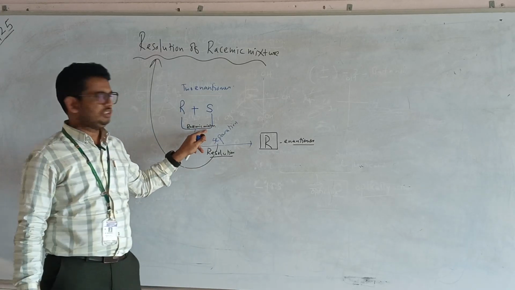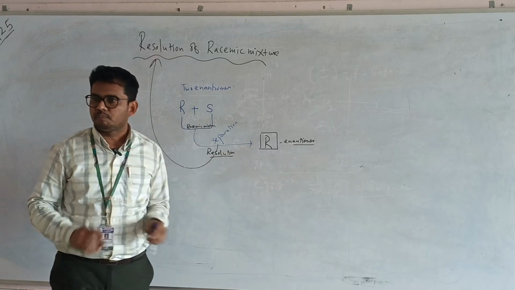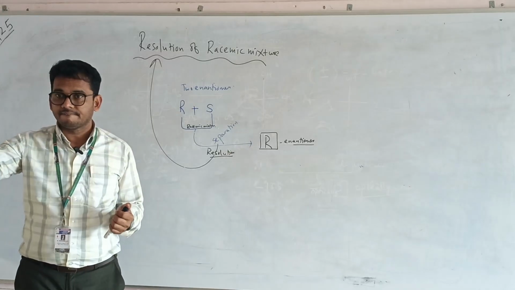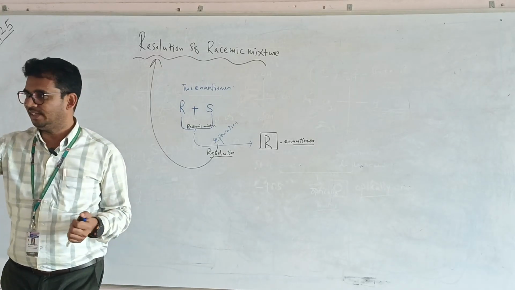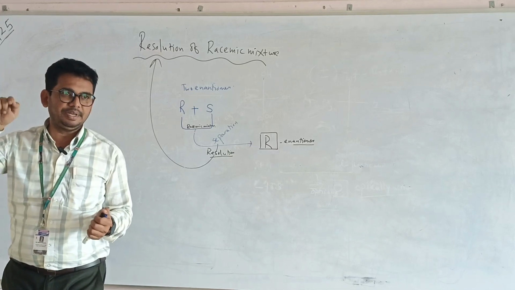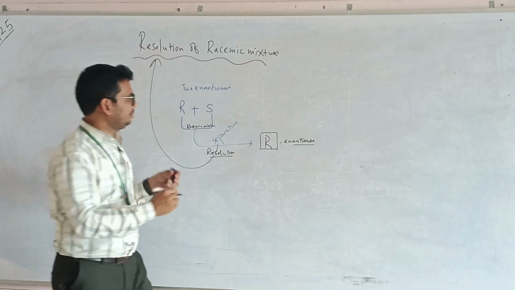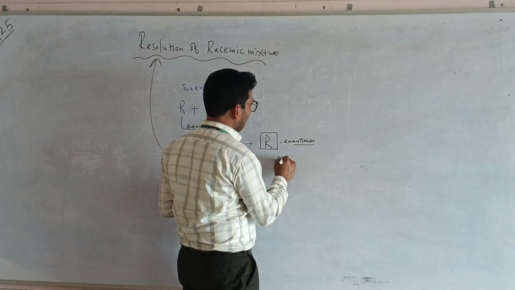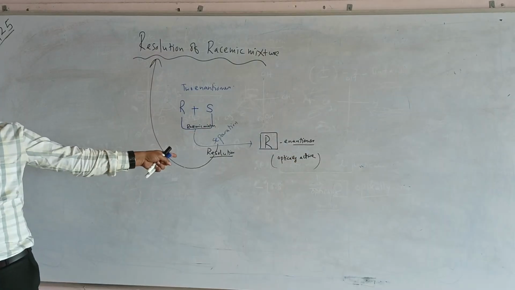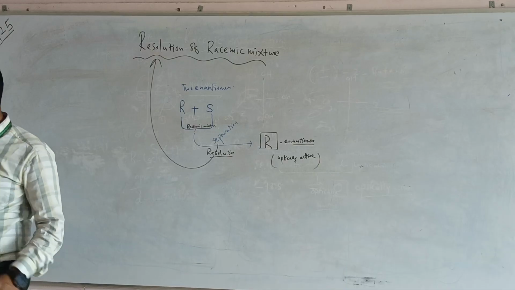Resolution of the racemic mixture produces the pure enantiomer, that is optically active. Only one enantiomer, that is optically active. Remember that, optically active. A pure enantiomer is always optically active. Write this one. Then I will explain the techniques for this resolution.